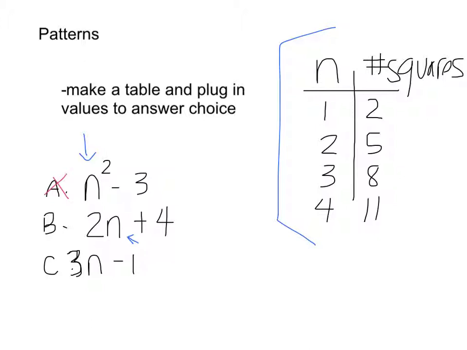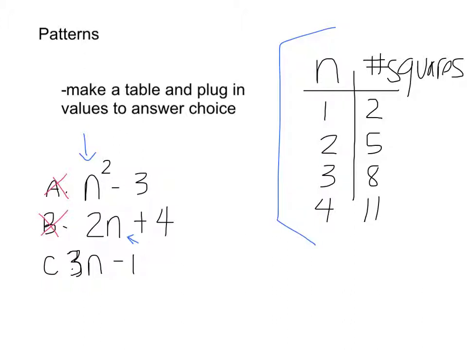Now I go to answer choice B. Again, this time I'm still using 1 for n. So 2 times 1 is 2, plus 4 is 6. And this one says it's supposed to be 5. So again, I can count that one wrong. Now I go to C, and again I'm plugging 1 in for n. 3 times 1 is 3, minus 1 is 2. It worked. Now go to the next one.